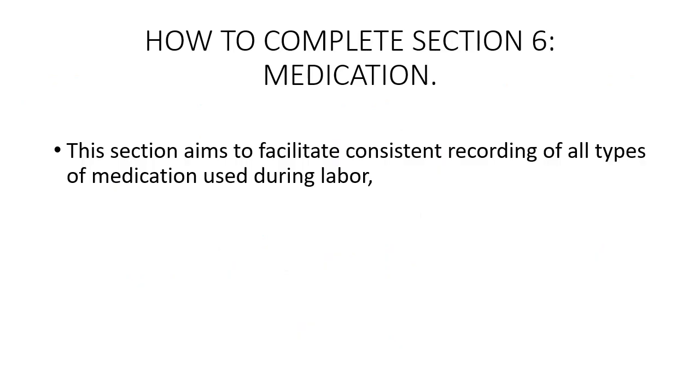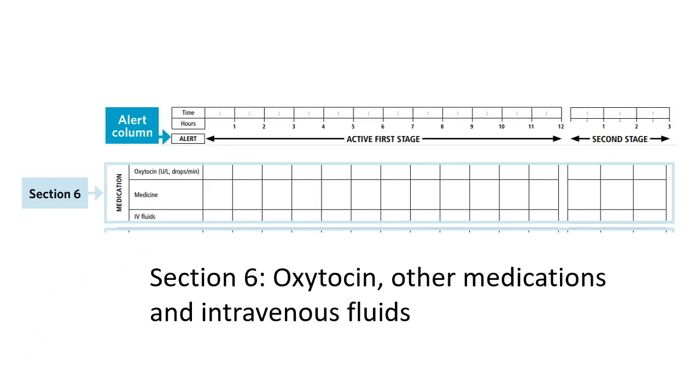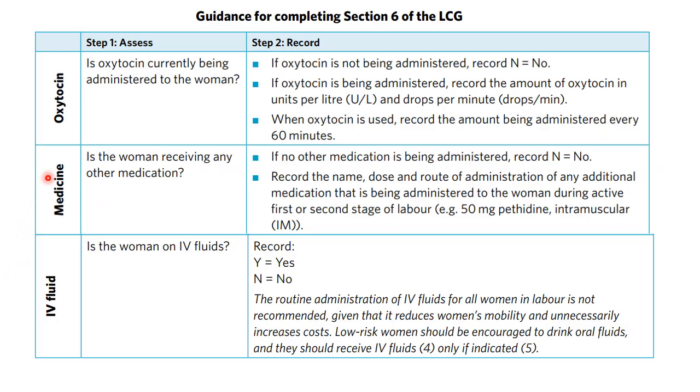In section 6, we have to complete the list of medications which are being used during labor. This includes oxytocin, other medications, and intravenous fluids. As you can see, there is no alert in this section, and the only parameters that we have here are assessment and recording.